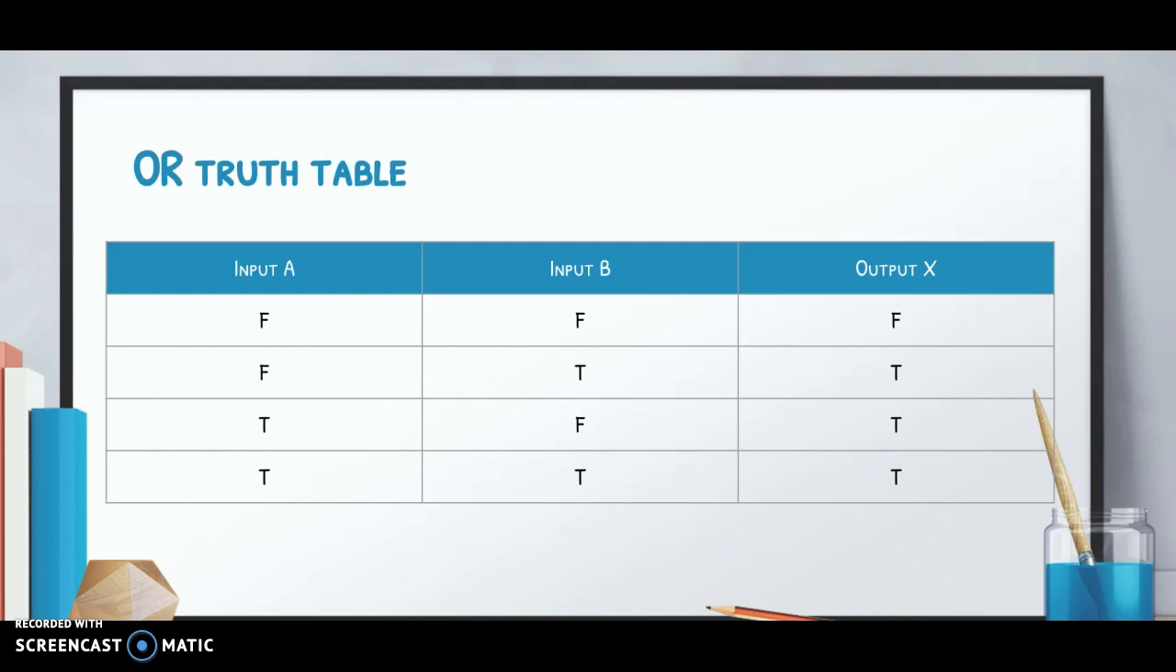So here's the truth table for the OR operator. If A or B is true, if either A or B are true, then the output is true. This includes the case of both of them being true.